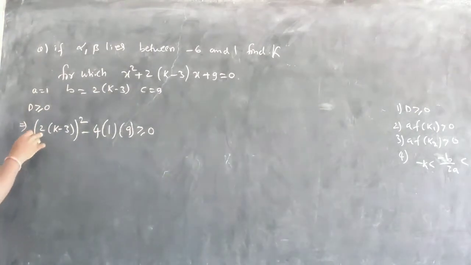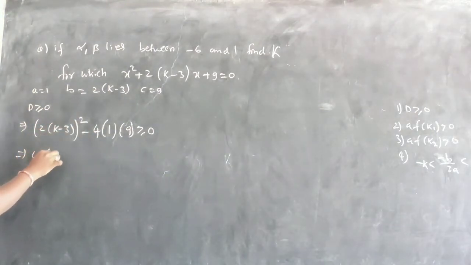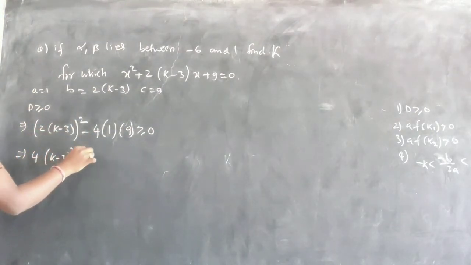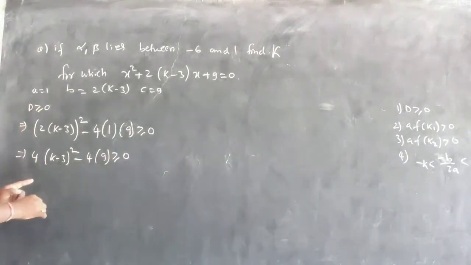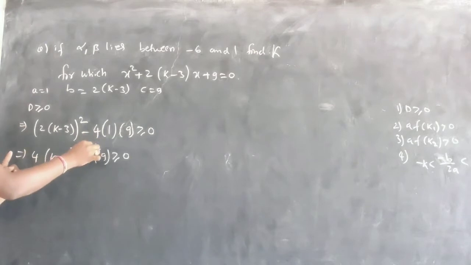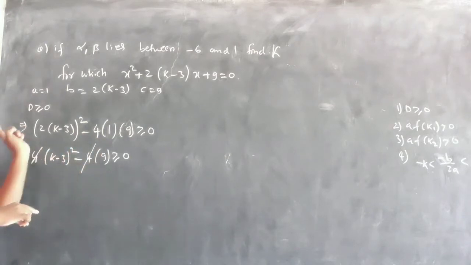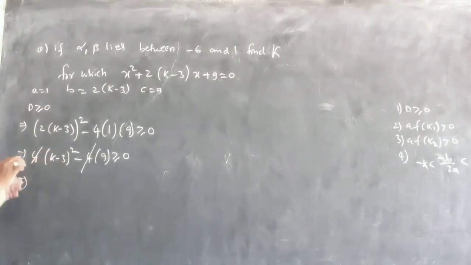Now here the discriminant: 2 square will be 4 into (k minus 3) whole square minus 4 into 9, greater than or equal to 0. I just told you, when I have only 2 here, this 4 can be cancelled out. After taking it to the other side, 0 upon 4 will be 0. So here we will be getting (k minus 3) whole square.